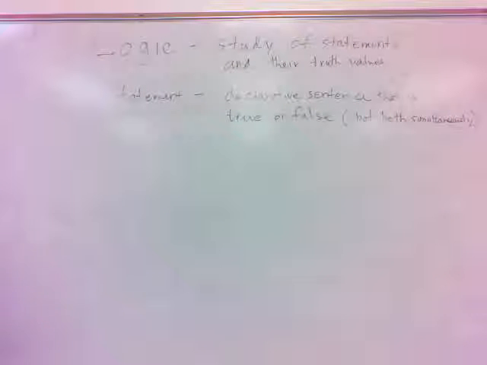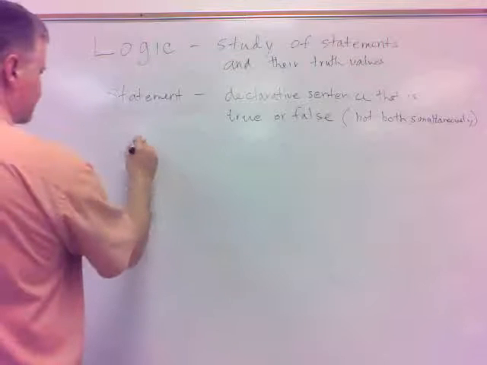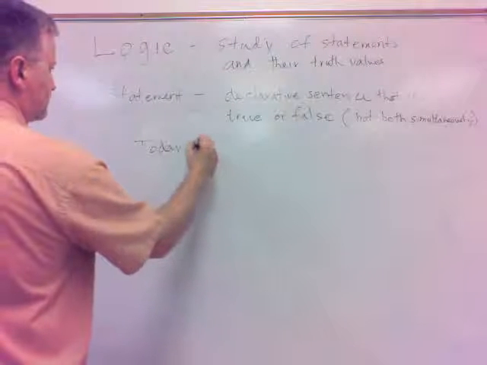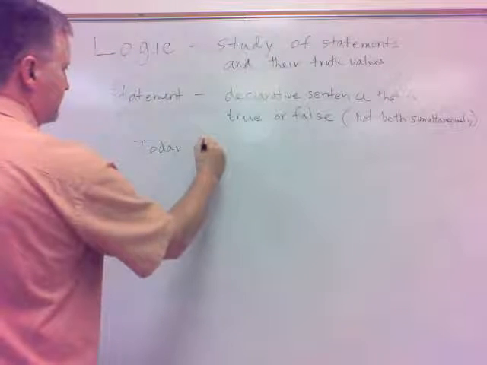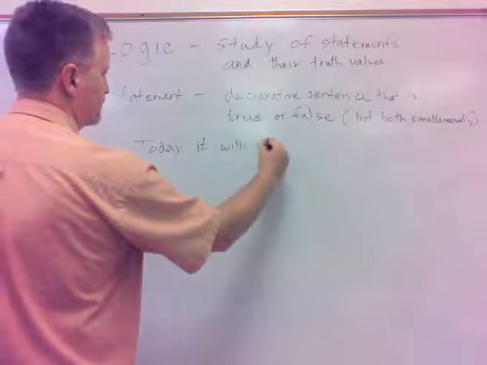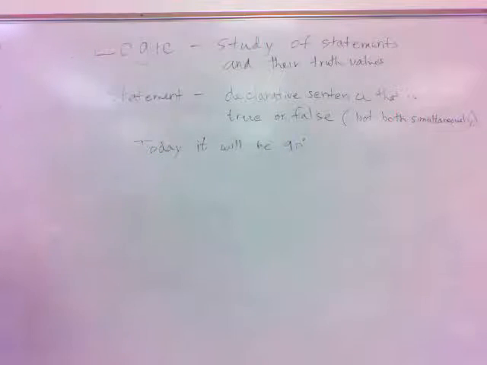For example, the statement, today it will be 90 degrees. Okay, well, maybe false today, maybe true today. It depends on the day. That's what we're saying. It can be one, can be the other. It just won't be both simultaneously, right? There will never be a day where it's both 90 and not 90. So that's what we're getting at.